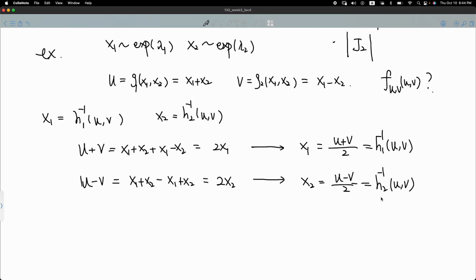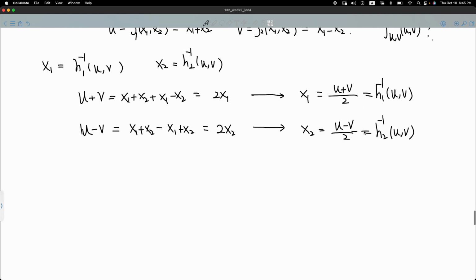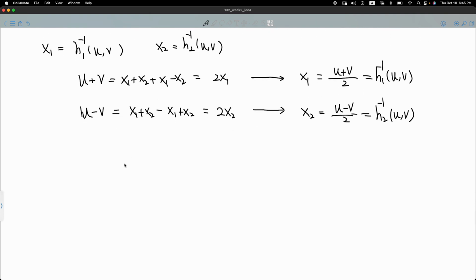So the function should only take input u and v, or y1, y2 in a general case, to give you back the x1. And then the second function, whose only input is u and v, or y1 and y2 in the general case, will give you x2. And that is your inverse function for g1 and g2. Okay, after we have that, we need the Jacobian.